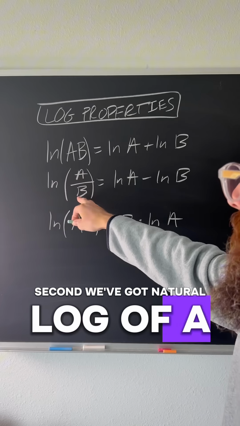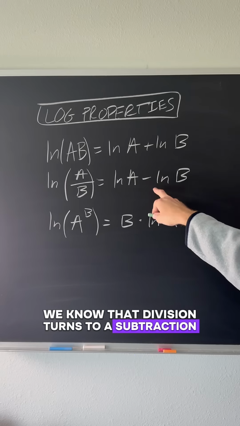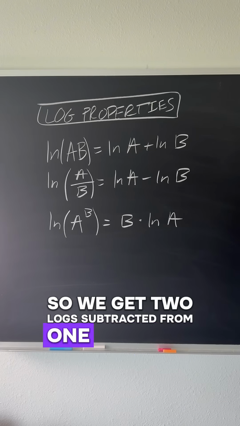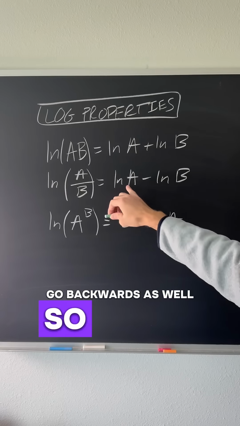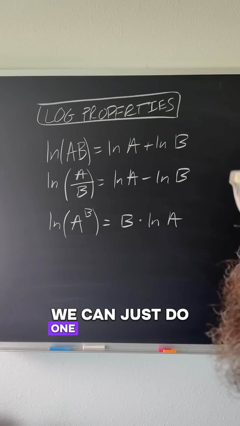Second, we've got natural log of a over b. We know that division turns to a subtraction, so we get two logs subtracted from one another. Note that we can, of course, go backwards as well. So if you have two logs subtracted, we can just do one log with division.